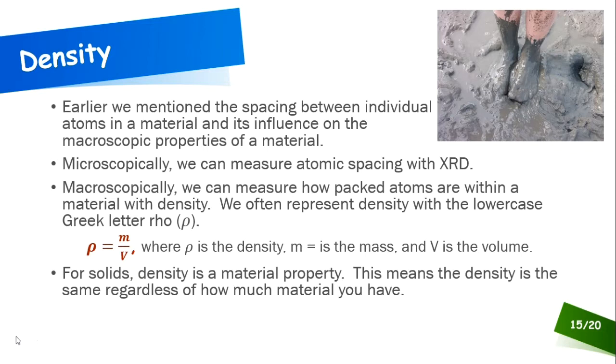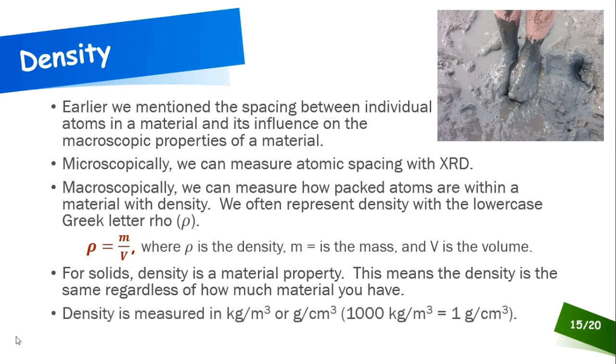For solids, density is a material property. What that means is that the property is determined by the type of material that you have. And it also means that if you have the same material, the density is going to be the same. So you could have two different objects, but if they're made of the same material, then the density of each of those objects is going to be the same. We measure density in kilograms per cubic meter or grams per cubic centimeter, with the understanding that 1,000 kilograms per cubic meter is the same as 1 gram per cubic centimeter.